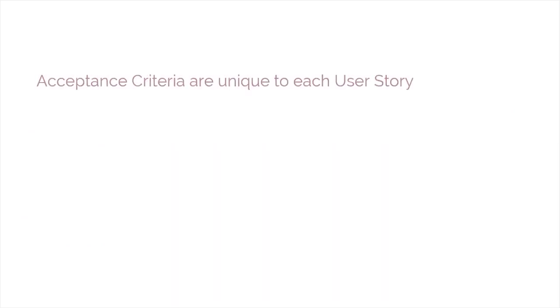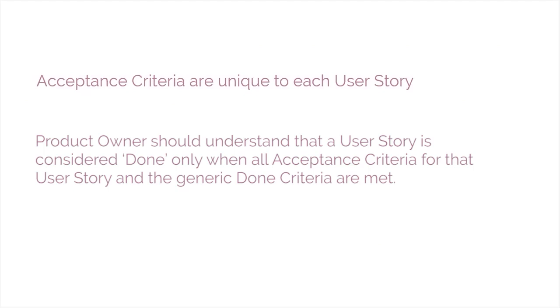Now that we understand prioritized product backlog and what it includes, let us understand acceptance criteria. Acceptance criteria are unique to each user story and are not a substitute for a requirements list. The product owner should understand that a user story is considered done only when all acceptance criteria for that user story and generic done criteria are met.